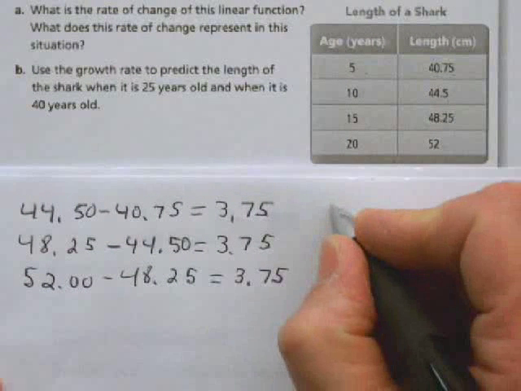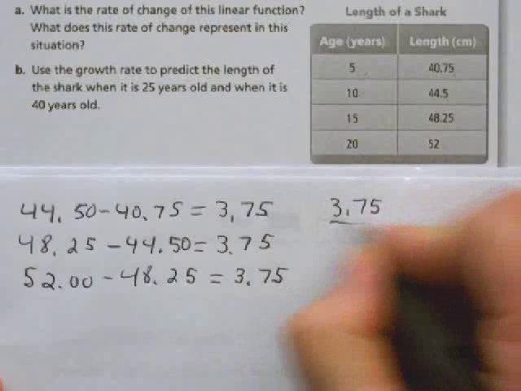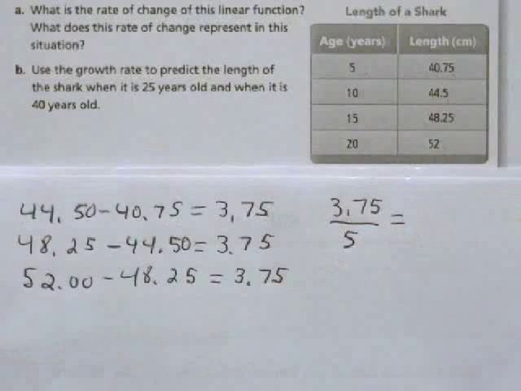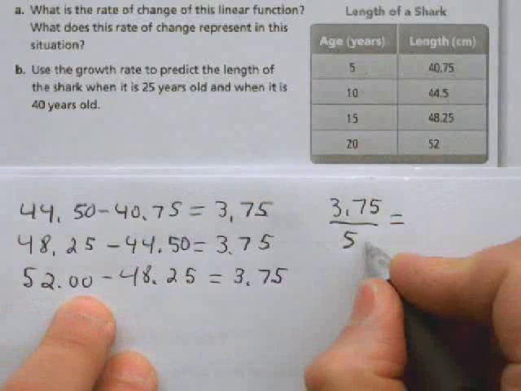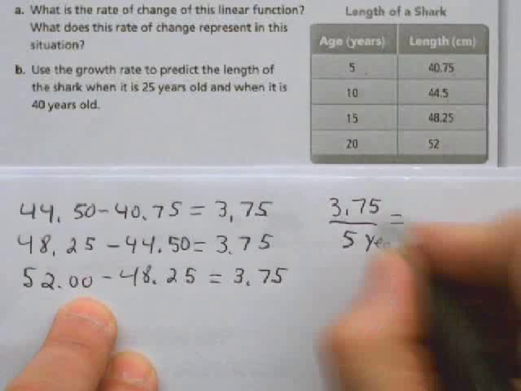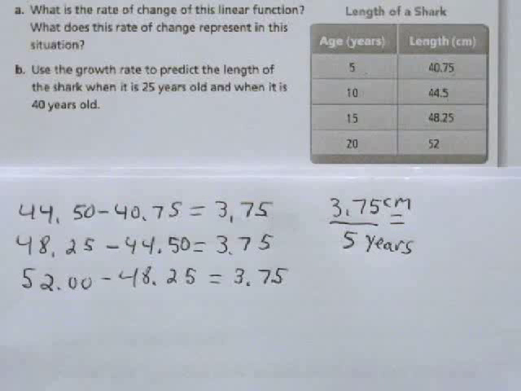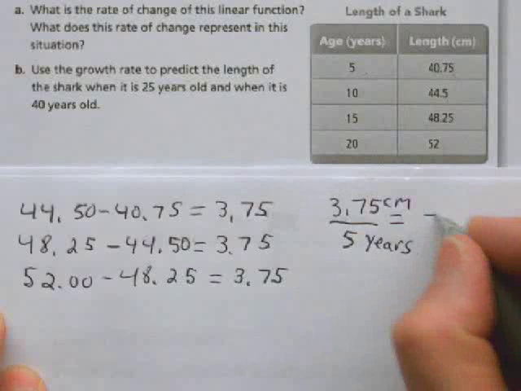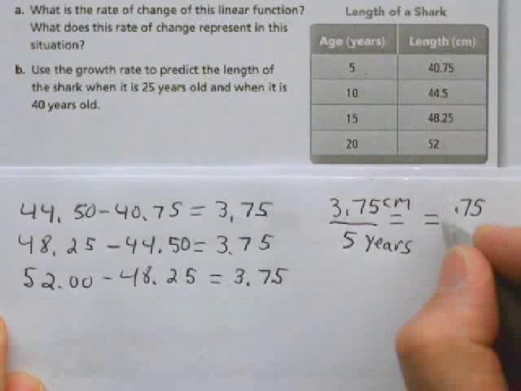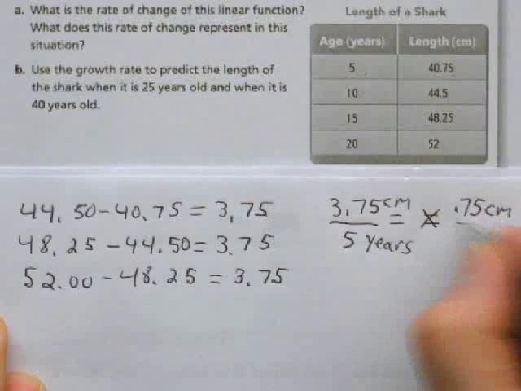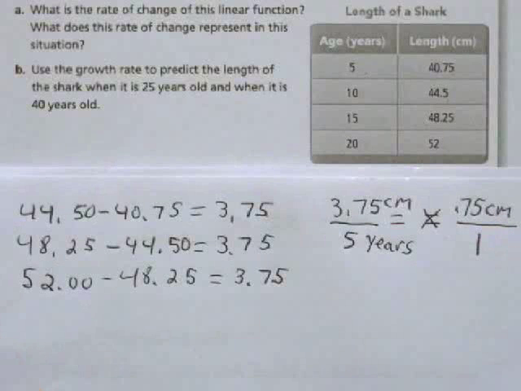It is the length, 3.75, over the years, which is 5 years. So this shark is growing, this is in centimeters, 3.75 centimeters every 5 years. If we simplify that to answer the question about its rate, what it's growing per year, because we're going to need that, I believe that would simplify by dividing both of these by 5 to 0.75 centimeters per year. All right, so it's got a growth rate of 0.75 centimeters per year.